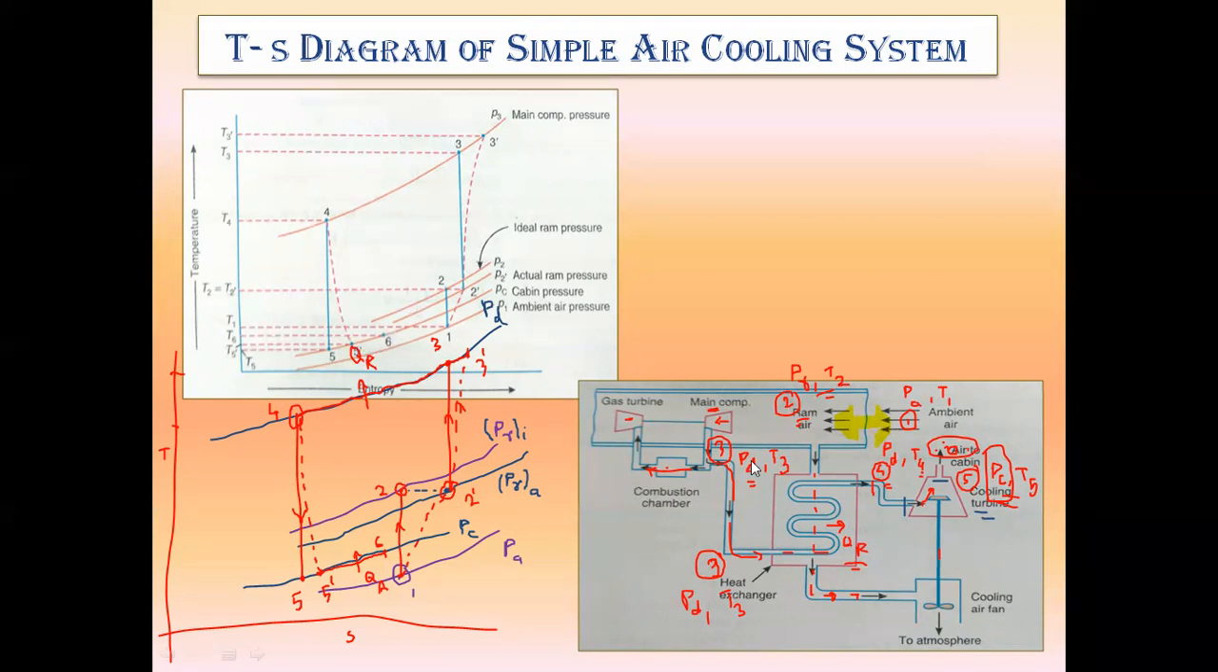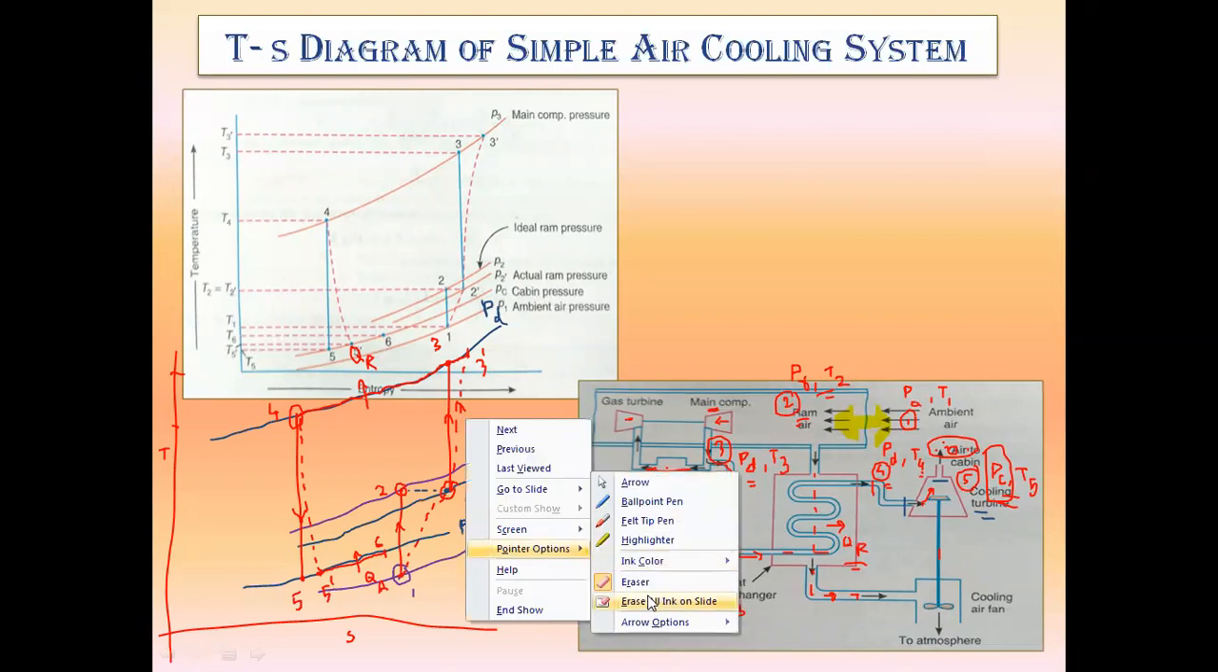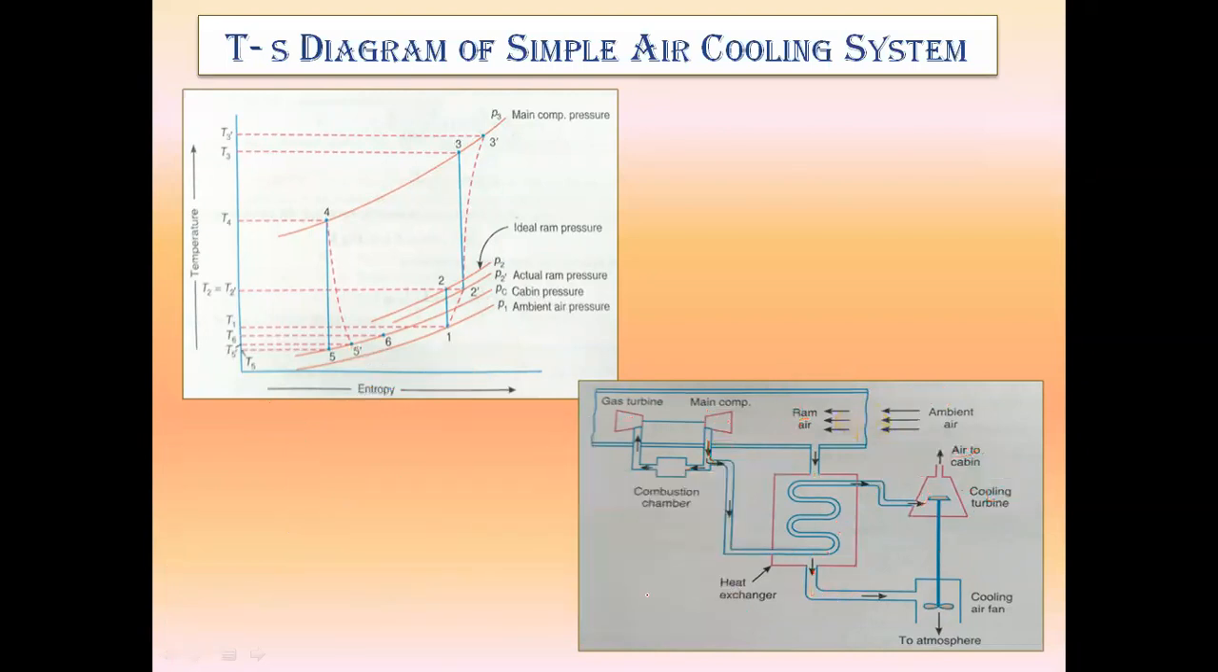And here 5 dash to 6 is indicating the heat addition or heat absorption by the air which is being supplied to the cooling turbine. So this is nothing but the TS diagram.